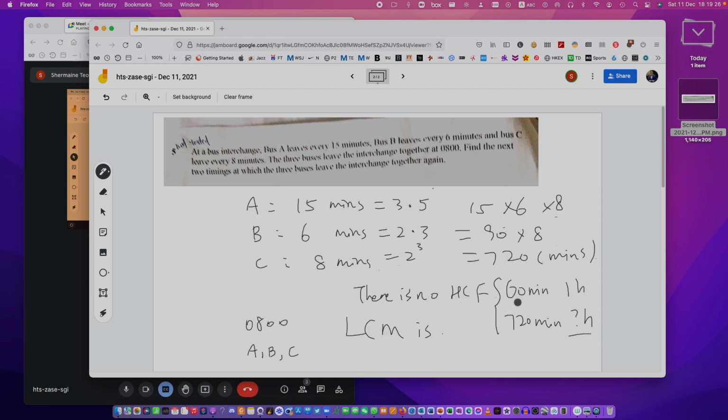So how do you get from 60 minutes to 720 minutes? Here to here. What's the factor? Times what? 12. Yes. So you times 12. So that means this side also needs to times 12. So it's 12 hours.